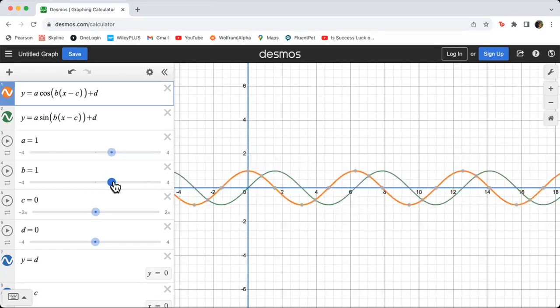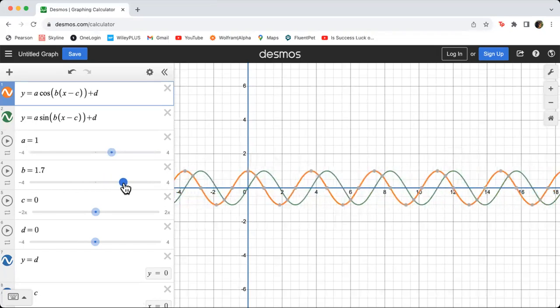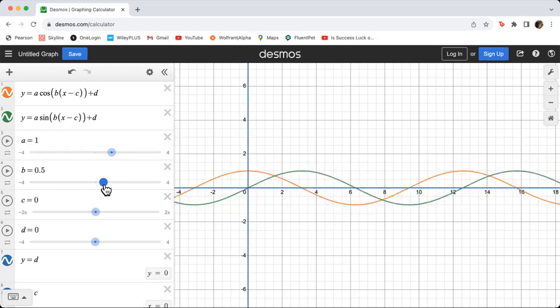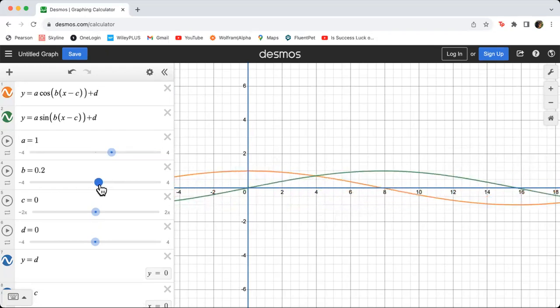So notice that when b increases, the period shrinks. Think about b as how fast we're going around the circle. So when b decreases, the period grows until we get to 0. What happens when we get b equal to 0? I got one more step.